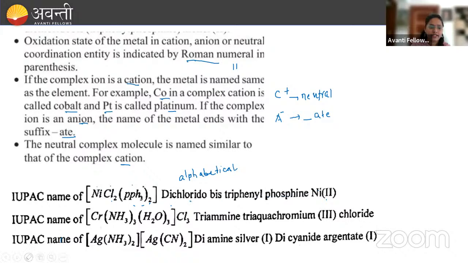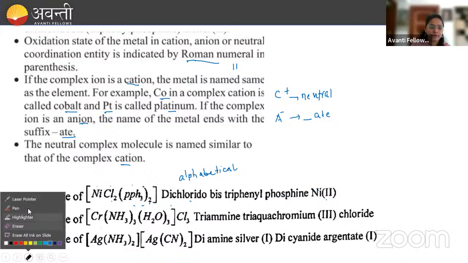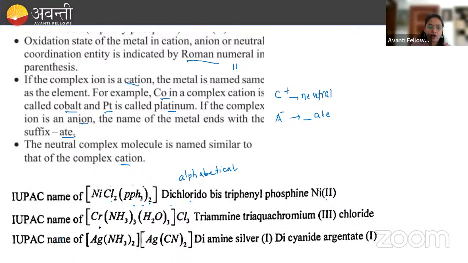Now let's start with the next problem: the IUPAC name of chromium, NH3 thrice, H2O thrice and Cl. Here many ligands are present. Some ligands are outside and some are inside. What is outside we write after the metal. What is inside, we start with, and while doing that we should start from alphabetical order.